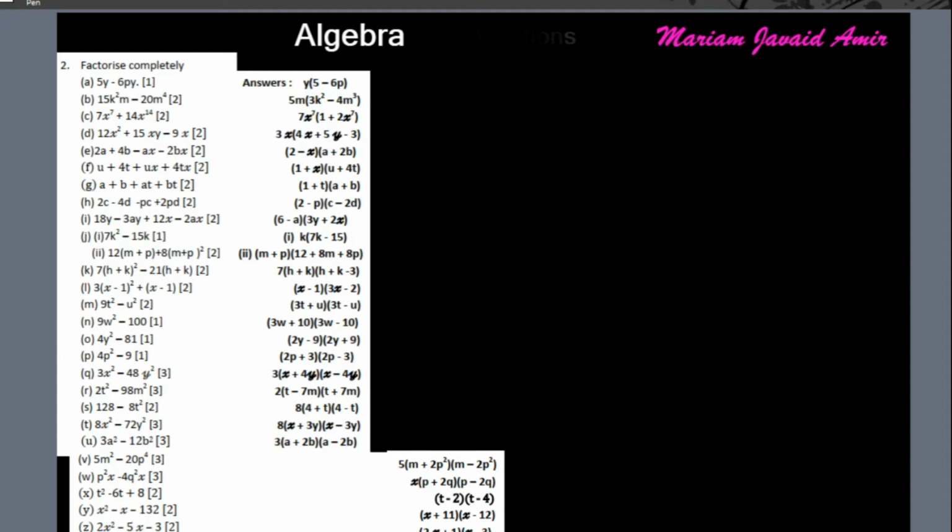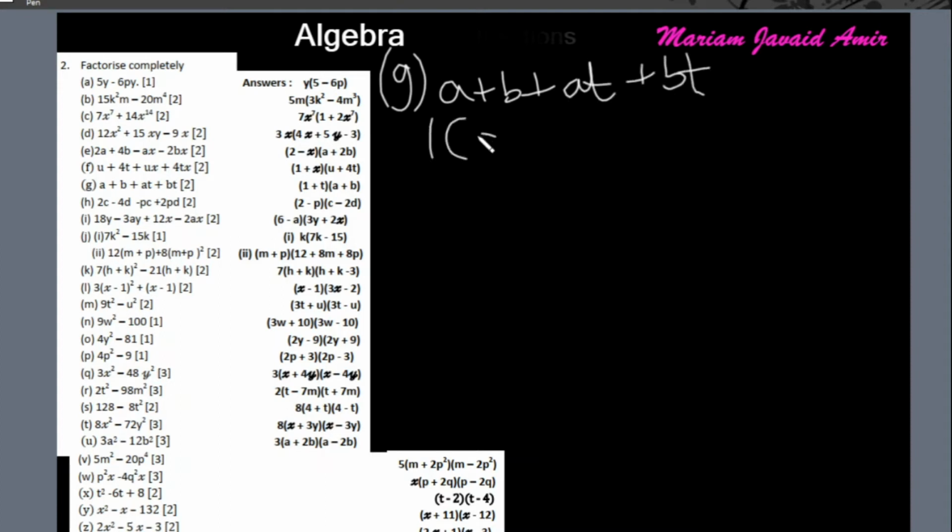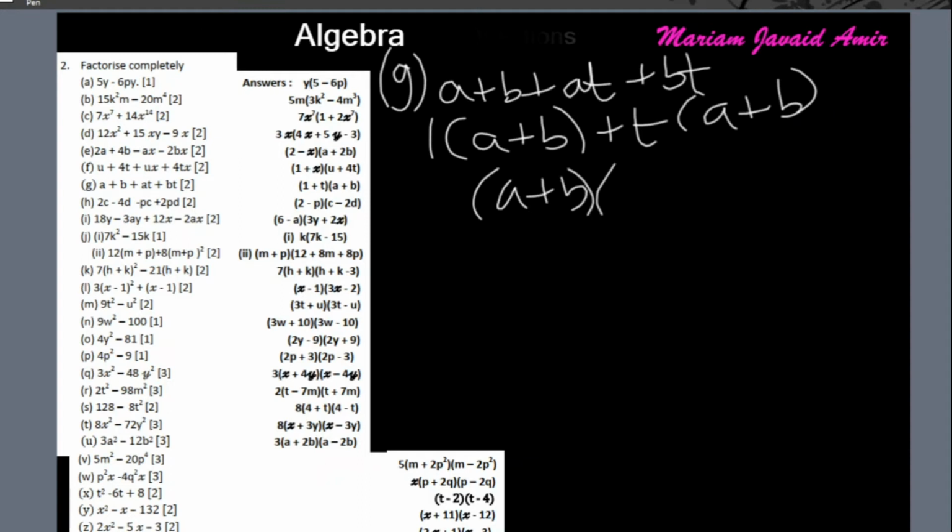Part G, a plus b plus at plus bt. Nothing is common in the first 2 expressions, so I take 1 common, and then t is common in the next 2. I get t times a plus b. So this becomes a plus b times 1 plus t.